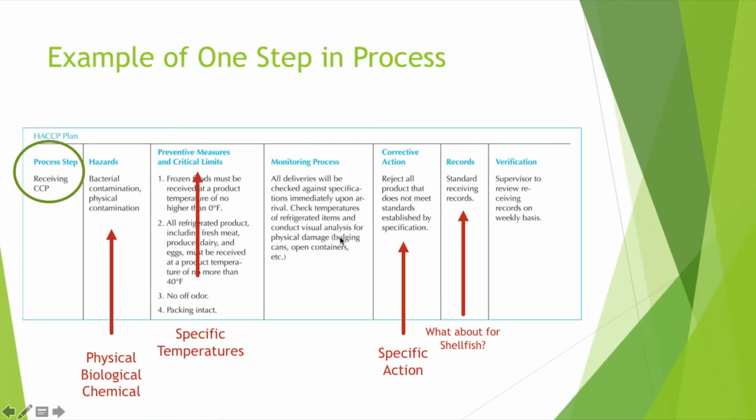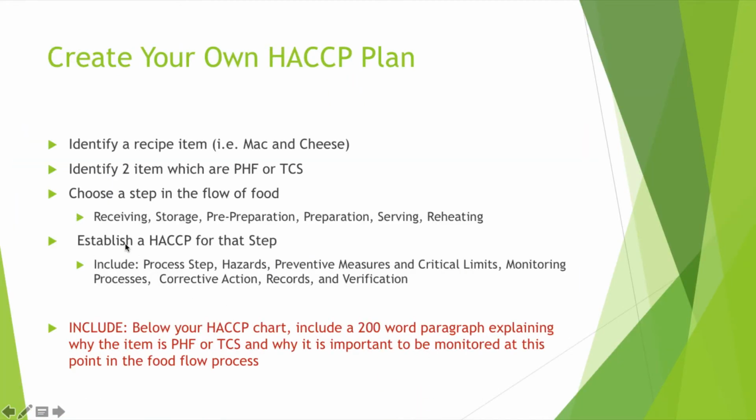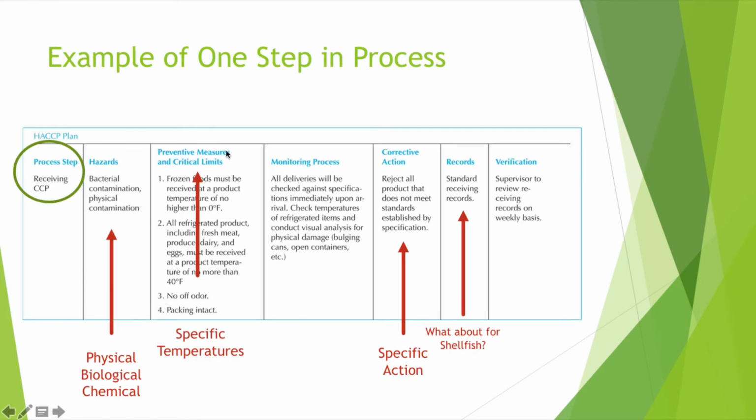Choose one of those steps, create your graph just like so, and then establish a HACCP plan for that step. So include the process step, the hazards, the preventive measures, monitoring process, corrective action, records, and verification unique to that particular item. So put the name of that item up here. You'll put the ingredients, maybe list them under 2 different rows, and then acknowledge, is it a critical control point, or you might also want to notice there whether it's a potentially hazardous food or a temperature control for safety food. And then go through the analysis.